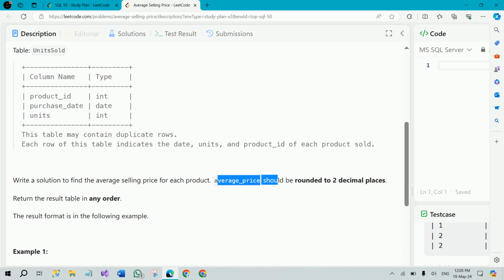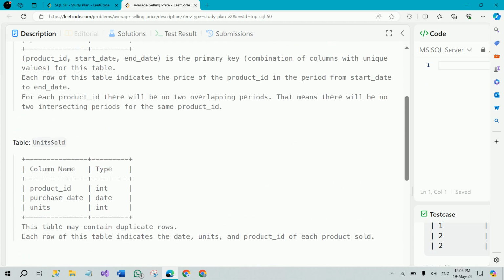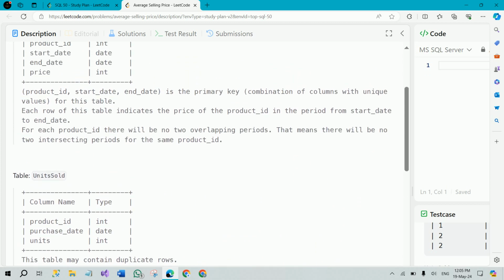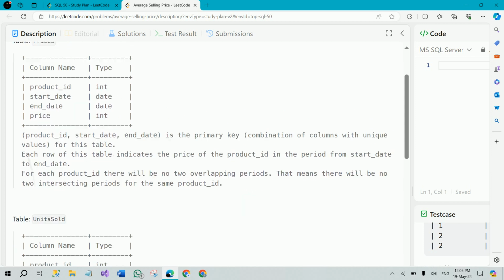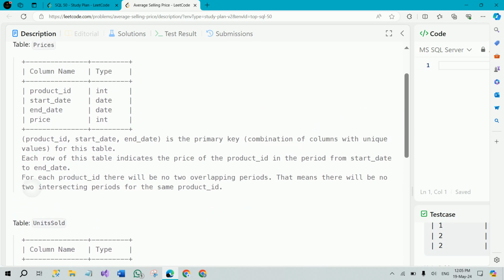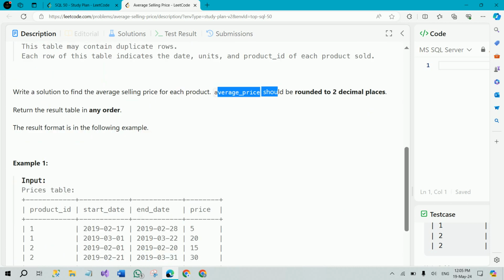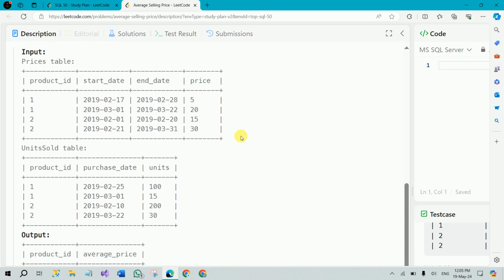Now we are given 2 tables, and units will be coming from the units sold table and price will be coming from the prices table. So we are going to apply the join on both tables. Okay, let's first see now how to solve this problem.